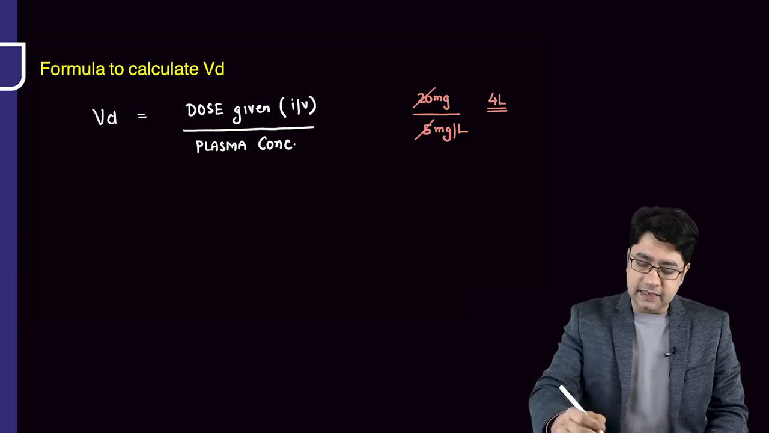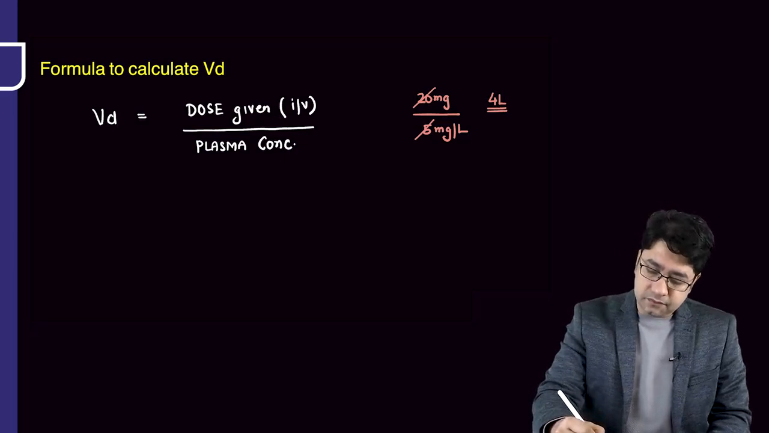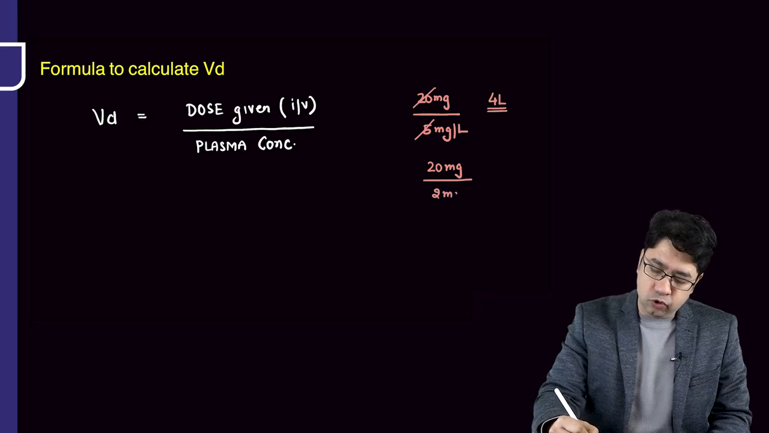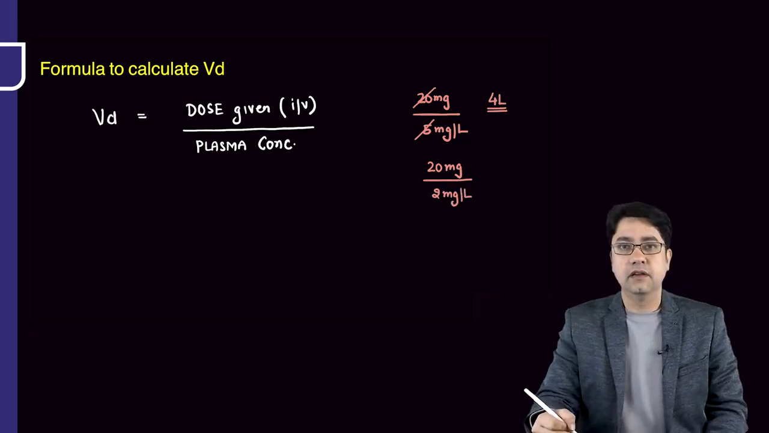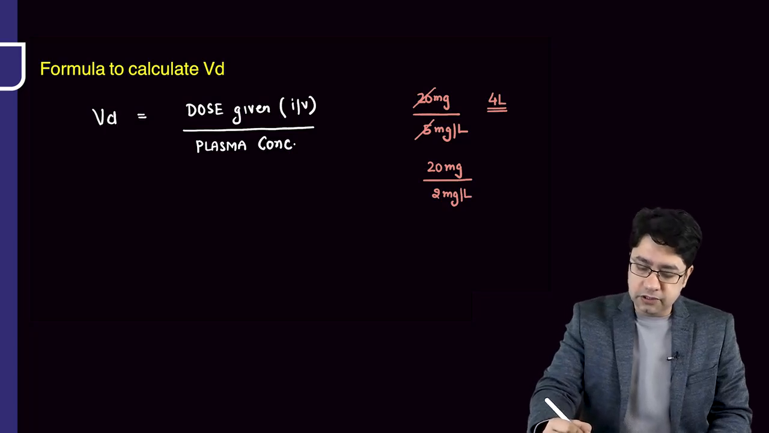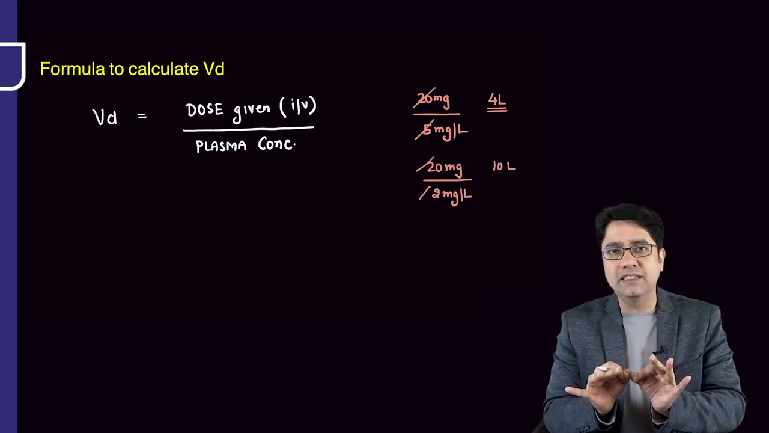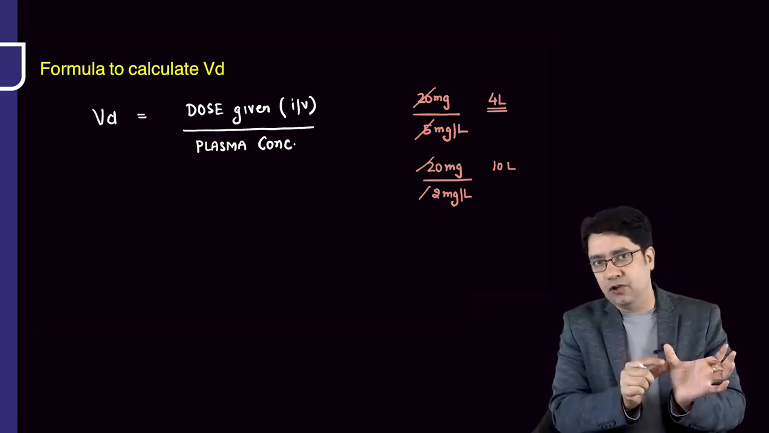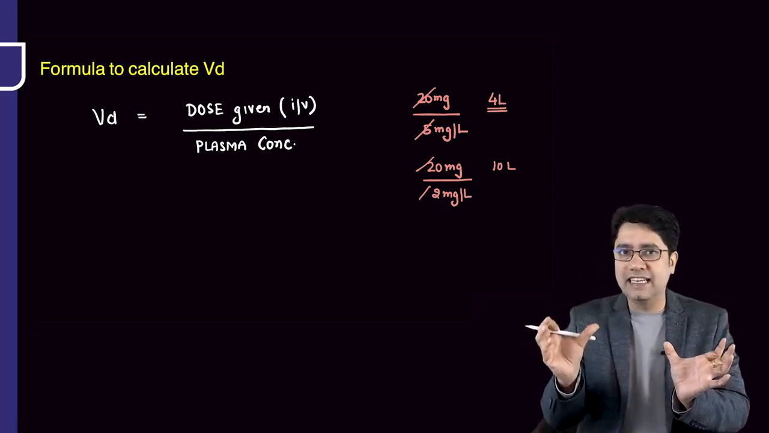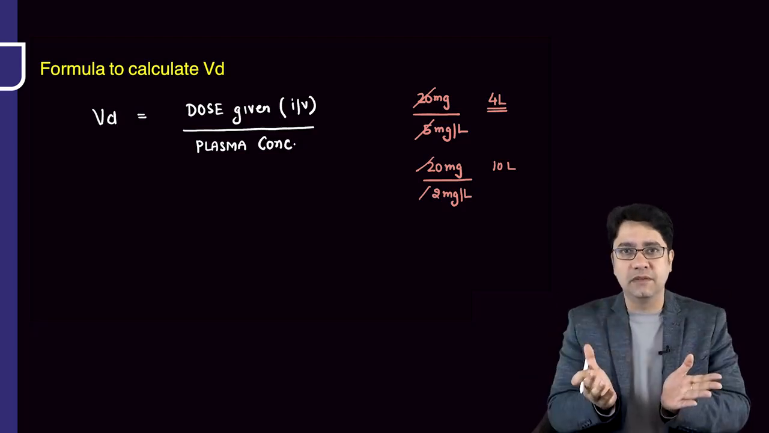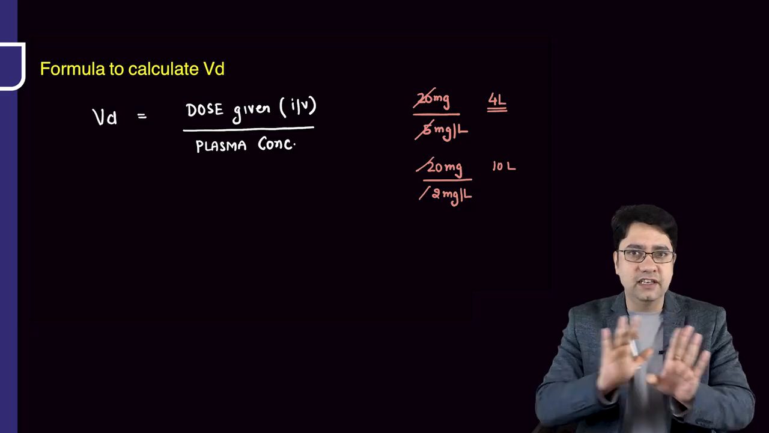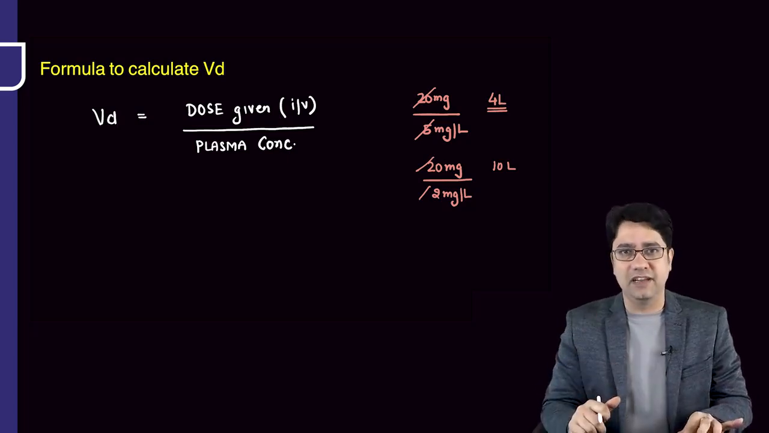Agreed? Let's say I have given 20 milligrams of the drug and in plasma I am only finding 2 milligrams per liter. Can you tell me the volume of distribution? It will be 10 liters of plasma. Now this 10 liters of plasma means 4 liters of actual plasma and 6 liters of assumed plasma, because our body does not contain 10 liters of plasma.